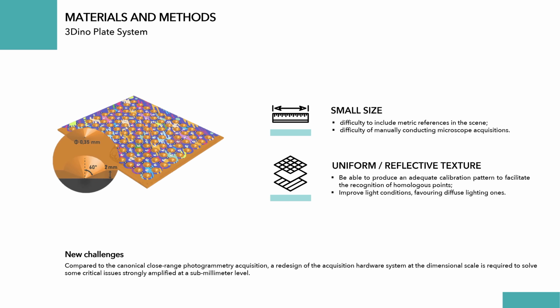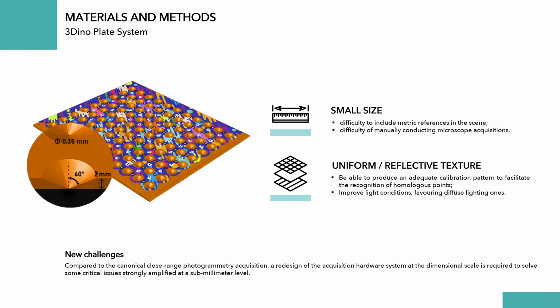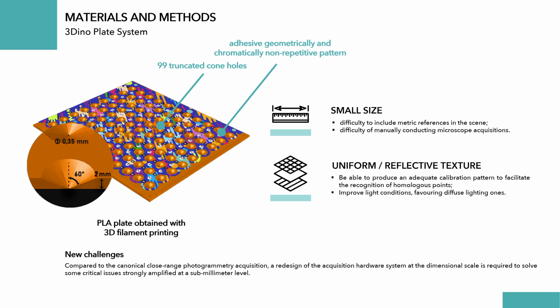For this purpose, the authors designed and built a calibrated surface consisting of a PLA plate obtained with 3D filament printing, characterized by an orthogonal pattern of 99 truncated cone holes, the coordinates of which, in a local reference system, are therefore known to the operator and can be imported into the photogrammetric project and used as a constraint point grid homogeneously distributed through the whole area to optimize camera alignment.